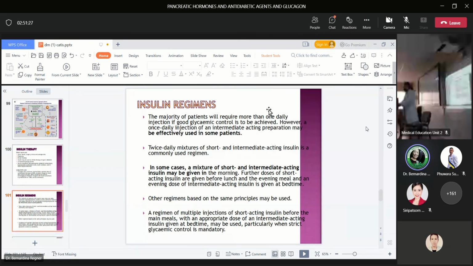Okay, so insulin regimens. The majority of patients will require more than once daily injection if good glycemic control is to be achieved. However, a once daily injection of an intermediate-acting preparation may be effectively used in some patients. Twice daily mixtures of short and intermediate-acting insulin is a commonly used regimen. In some cases, a mixture of short and intermediate-acting insulin may be given in the morning. Other regimens can be used. A regimen of multiple injections of short-acting insulin before the main meals, with an appropriate dose of an intermediate-acting insulin given at bedtime. So this is one regimen that you can use.